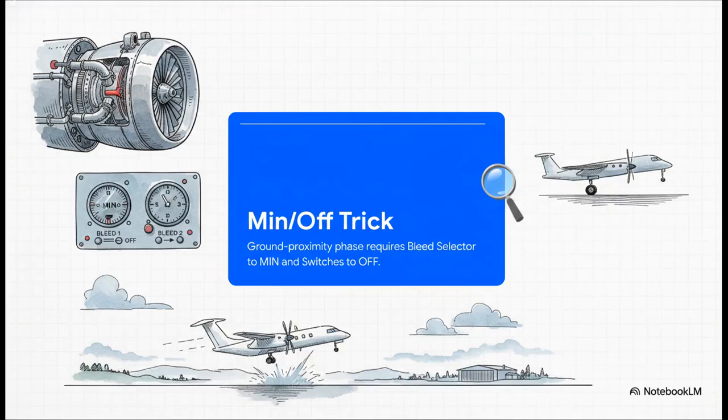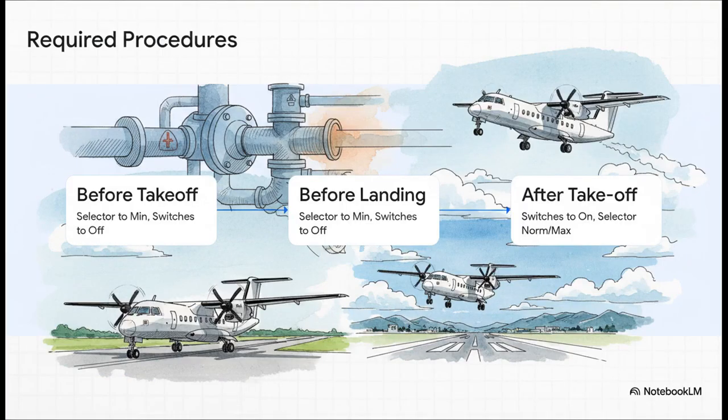To make this completely relatable and incredibly easy to execute, let's anchor it with what we call the min/off trick. Just remember this little phrase. Whenever the ground is near, min/off is here. Any ground proximity phase requires your bleed selector to be set to min, and your bleed switches to be set to off. Both of those critical phases, takeoff and landing, share this exact same strict requirement. So let's see how this actually builds into your real-world flight deck flow. Here are the 3 unalterable steps from pre-takeoff to post-takeoff. Please don't skip a single one of these.